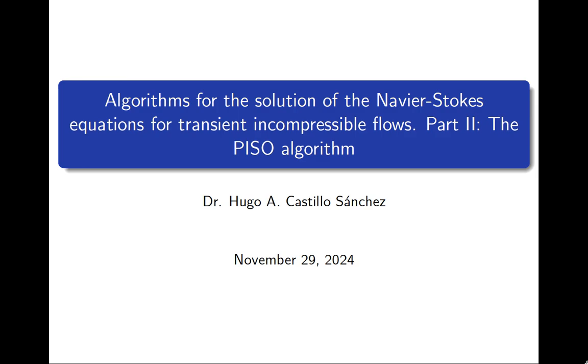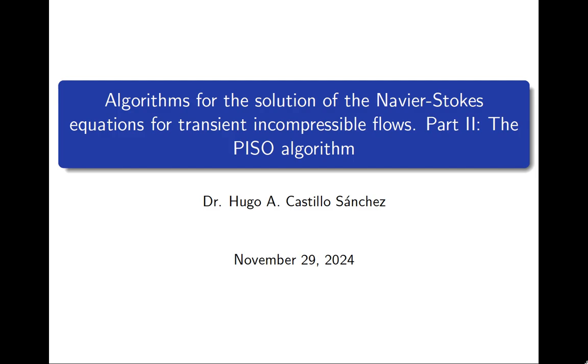Hello everyone, welcome to this presentation called Algorithms for the Solution of the Navier-Stokes Equations for Transient Incompressible Flows. This is a lecture series that consists of two parts. In part 1, we talk about the projection methods, which use the Helmholtz and Hodge decomposition that allow us to decouple pressure and velocity fields in the Navier-Stokes equations. But in part 2, here I want to discuss a very popular algorithm called the PISO algorithm.